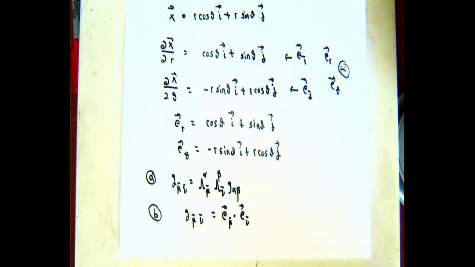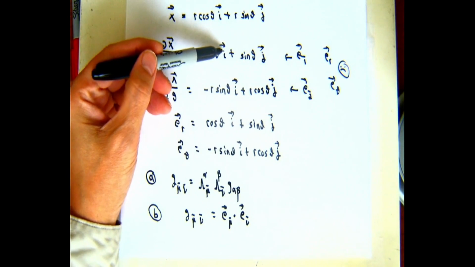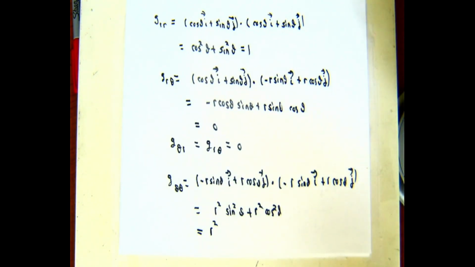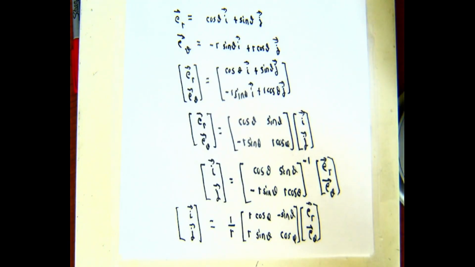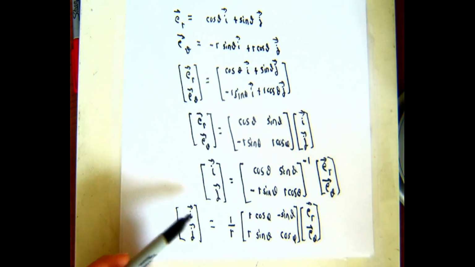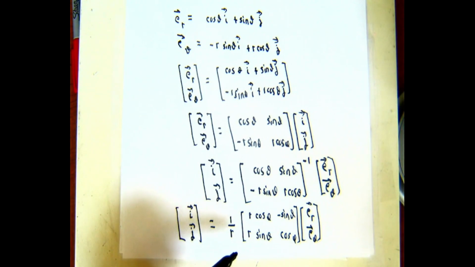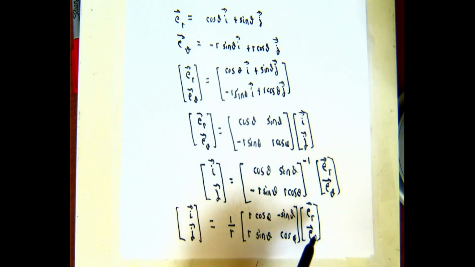Since I've gotten E1 bar and E2 bar written in terms of Cartesian coordinate basis vectors, it's easy to do dot products of these things. Doing these dot products is perfectly straightforward since we're using the Cartesian basis vectors, so we can easily figure out the four components of the metric tensor in terms of the polar coordinates. We already know how to write the polar basis in terms of the i, j basis. It may be convenient for us to do this in the other order also. Remembering how to do the inverse of a 2x2 matrix, I can write that i and j must equal 1 over r times this matrix times E r, E theta.